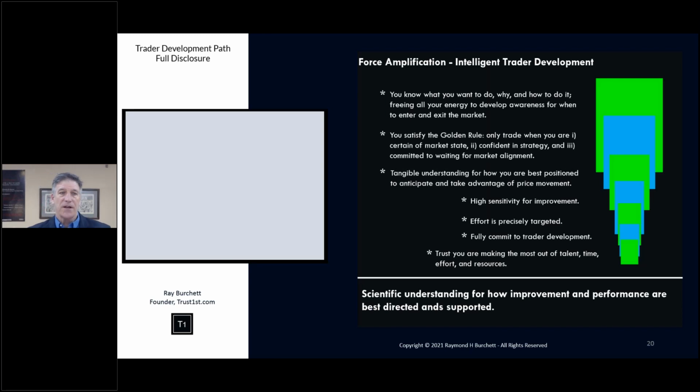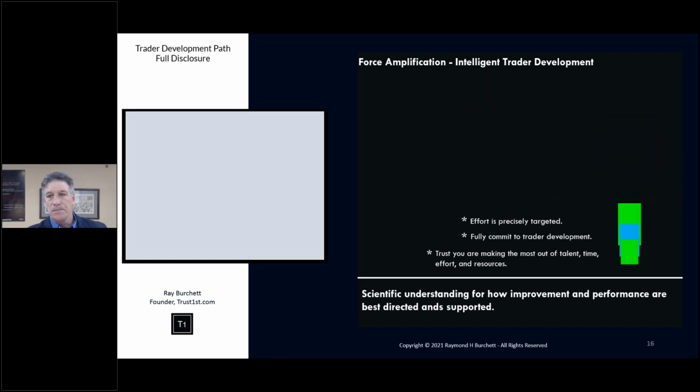So I want you to think of dominoes. You know, dominoes have an incredible amplification power. When you push over a domino, it can knock down something 1.5 times its size and weight. So that amplifies out pretty quick. And that's what we have to think about for trader development. We've got to start down at that very bottom, that you're making the most out of your time, talent, effort, and resources.